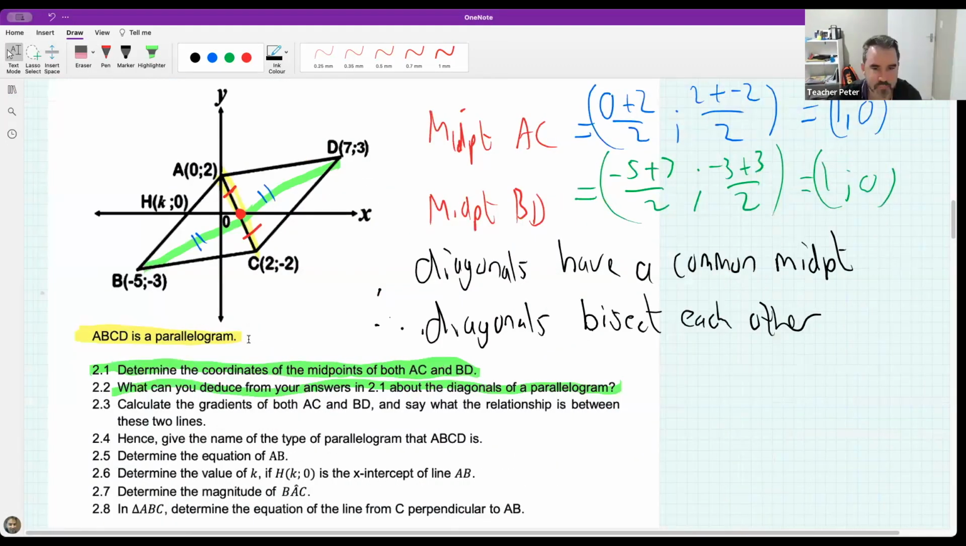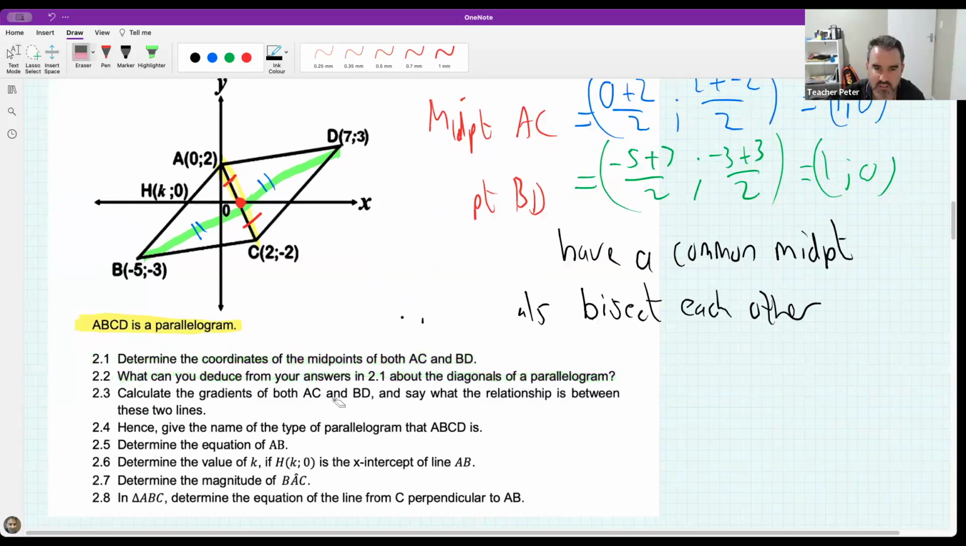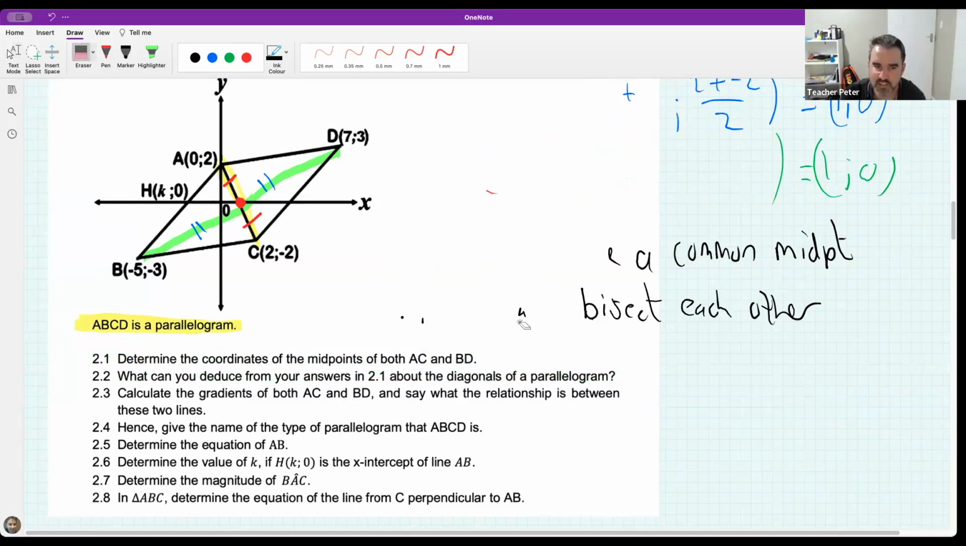Okay, let's get back to this old exam question. What I want you to do next is I want you to find the gradients of the diagonals AC and BD. So find me the gradients of the yellow and the green line. And then once you've got them, put them in the chat.